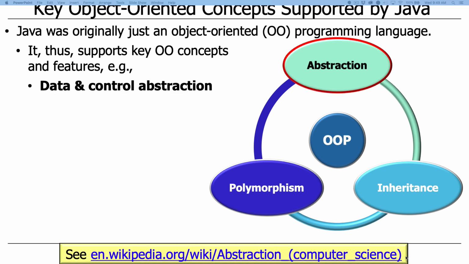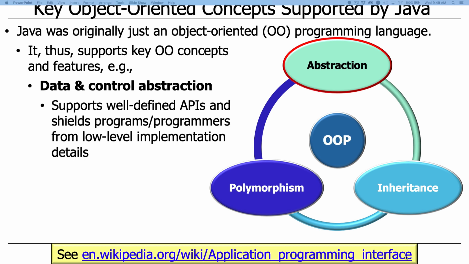Those features are data and control abstraction, so things like classes and packages and methods and if statements and while loops and switch statements, all that kind of stuff. Hopefully you all know from earlier classes. And this allows you to define these APIs that shield developers and users, users being programmers, from low-level implementation details. So you don't have to know how a stack is implemented to use the API, the application programming interface, for the stack. And that's CS 101, CS 201 kinds of things.